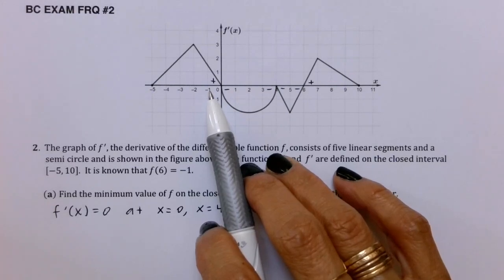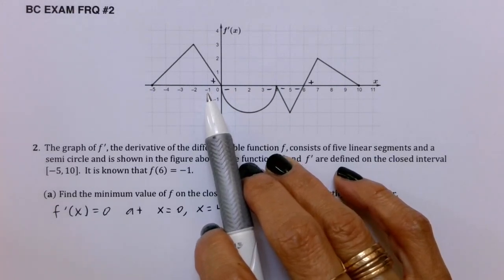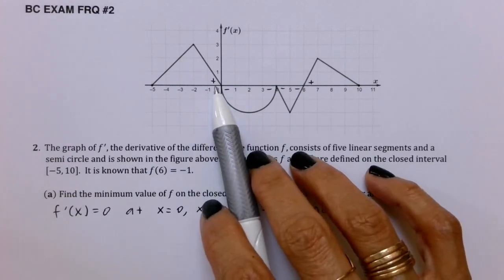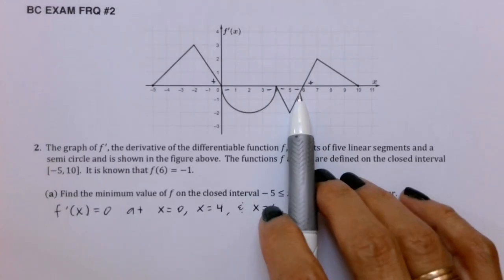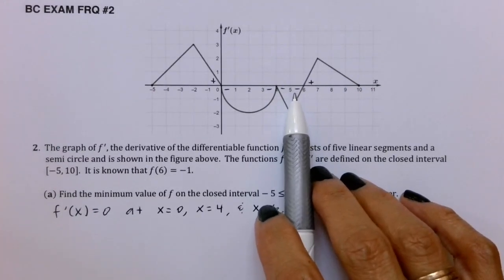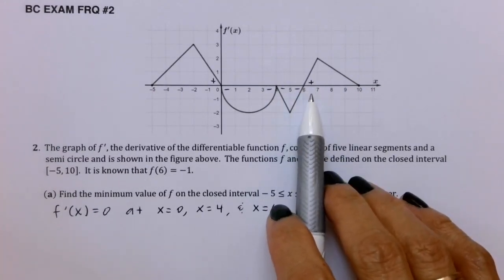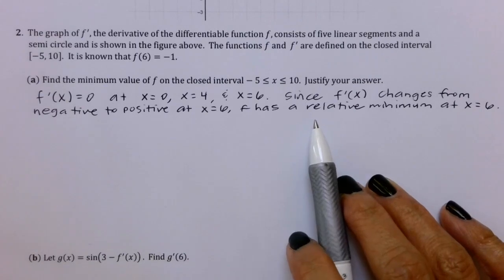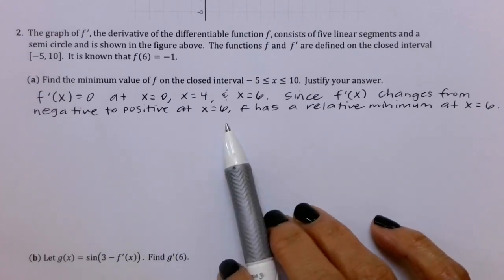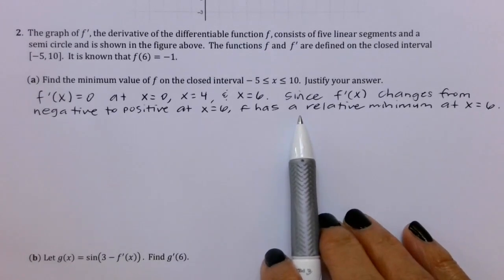Next, to have a minimum value for f, that would be where f prime changes from negative to positive. So I label these: positive to negative, this stays negative, negative, and then right here at 6, f prime changes from negative to positive, indicating that f has a relative minimum at x equals 6. This is the sentence you want to use: since f prime changes from negative to positive at x equals 6, f has a relative minimum at x equals 6.